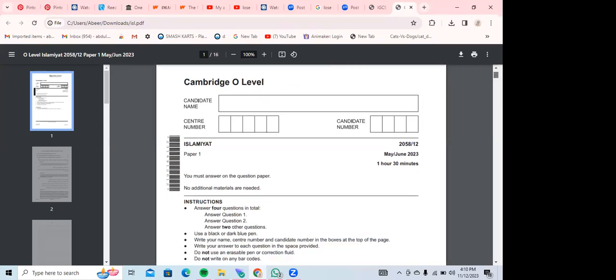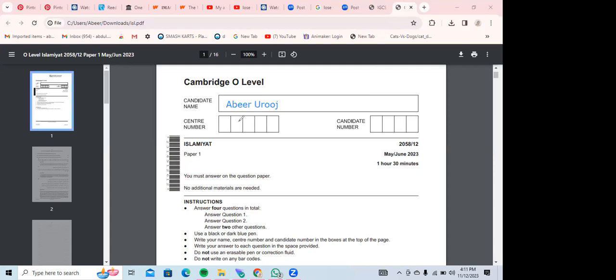First you will start from the first page of the paper. As we all know, when the paper is given to you, first you have to write your name at all cost. Why? Because sometimes candidates don't write their names, and the paper is given without their names, and the paper is not checked, and the result will not be handed to you. Second, you need to write your center number and candidate number, which is also important. You will be given both at the time you go to the papers.